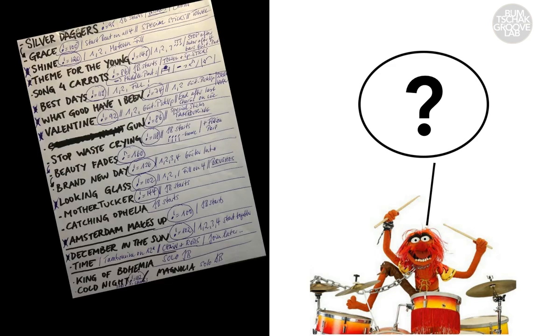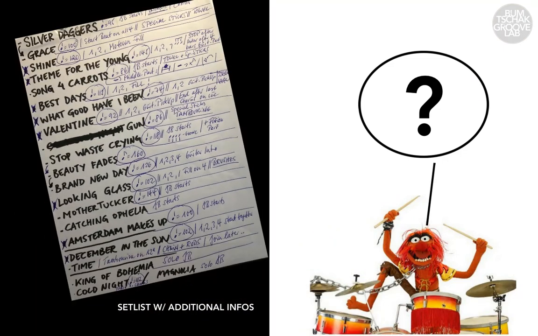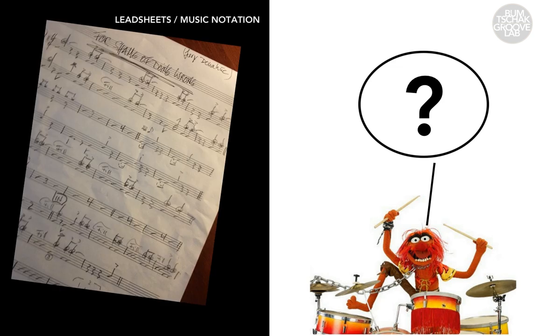And how awesome would it be if we never had to write those handwritten set lists with all this additional information on it that we need on stage, just to have to rewrite it again every time the artist changes the order of the songs on the gig? And maybe we can even replace the good old lead sheet.